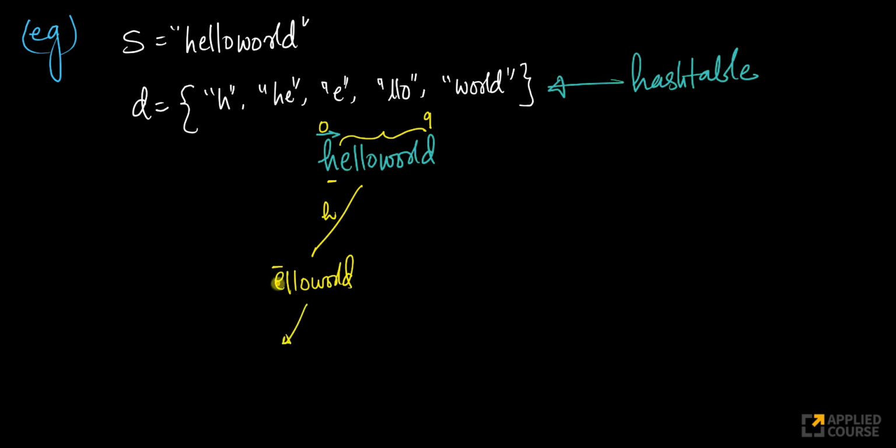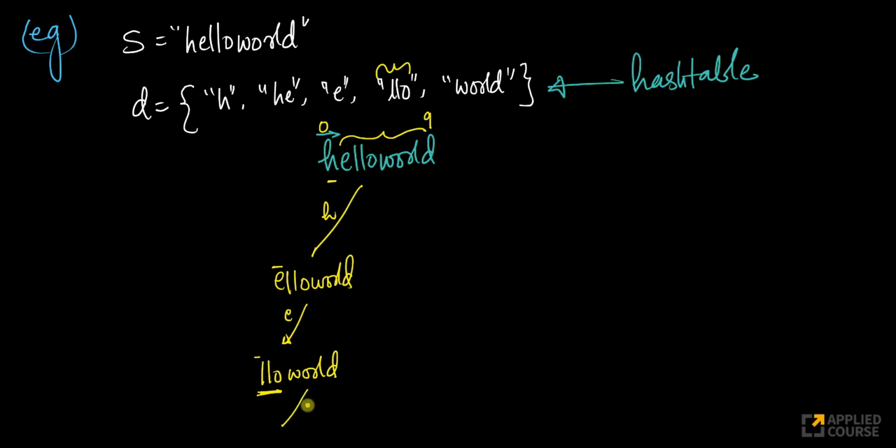Now here again, I'll start searching. What is the first character here? E. I'll search if E is present. Yes, E is present here. Now what am I left with? LLOWORLD. Now I'll search for first character L. L is not present. Then I'll search for two characters, two L's. Are two L's present? No, two L's are also not present. Then I'll search for three characters, LLO. Yes, LLO is present in the dictionary.